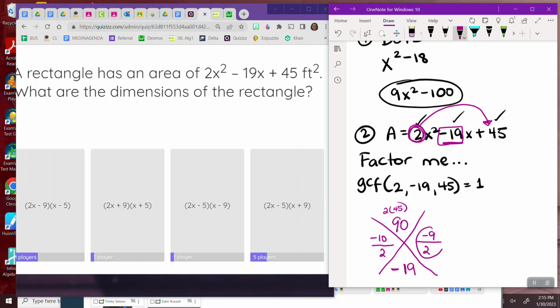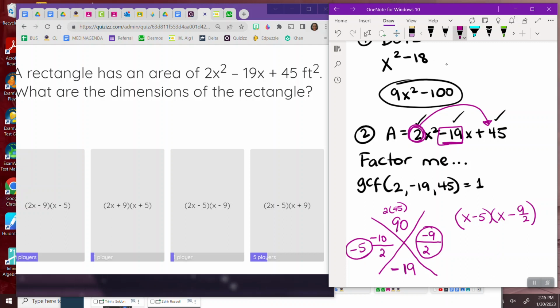This is not going to reduce, but this one will. This one reduces to negative 5. Clear? And so the two factors are going to be x minus 5, and the other one is going to be x minus 9 over 2.